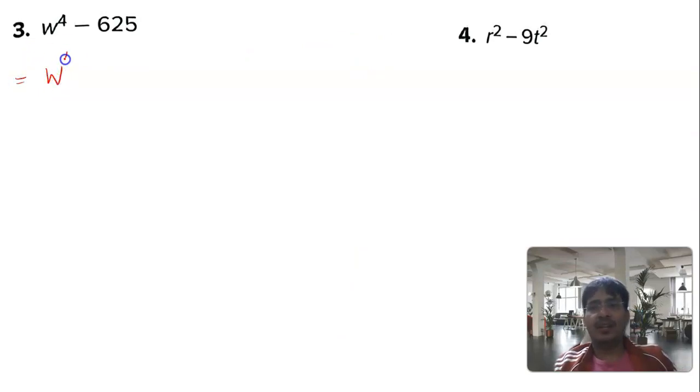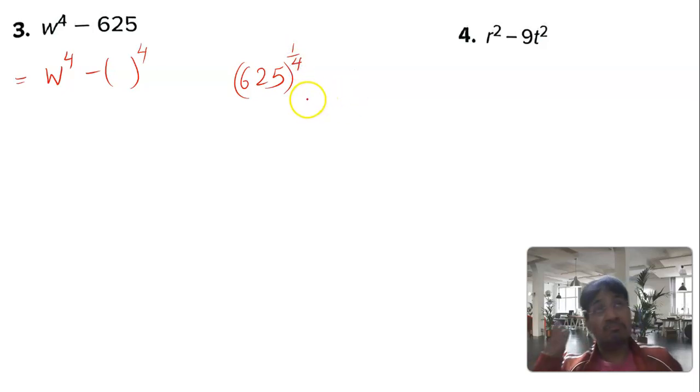We need to think what number to the power 4 is 625. For that, in your calculator you can take the fourth root of 625 to get the answer, because maybe in the exam it will not click for you. 625 to the power 1 by 4 is 5. So 5 to the power 4 is 625.